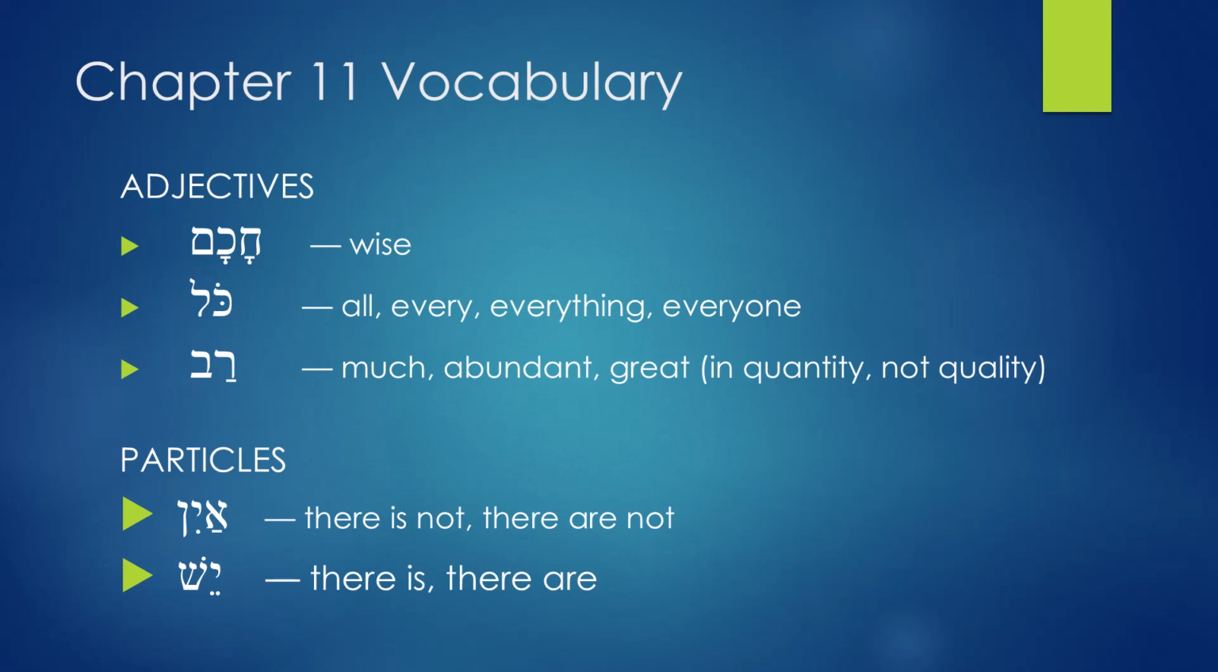Next one we have Rav. Rav means numerous, much, abundant, or great. And this is much as in quantity and not quality. So Rav means much. Then we come to particles. We have two. The first one is ein. Ein means there is not or there are not. And then we have yesh. Yesh means there is or there are.